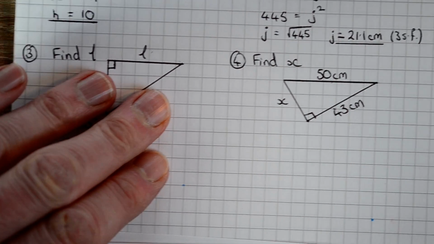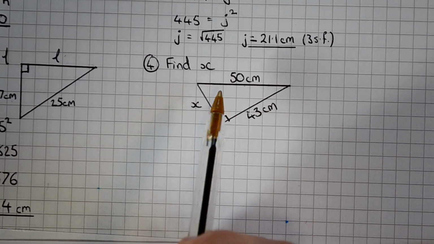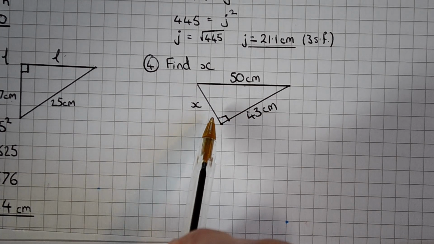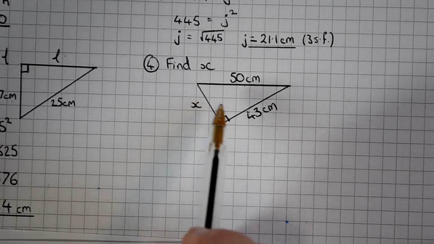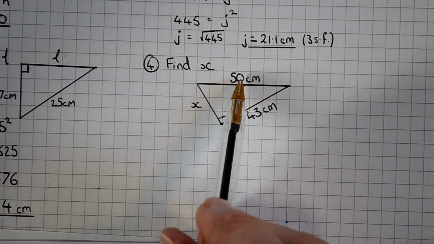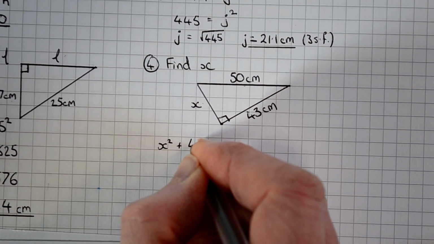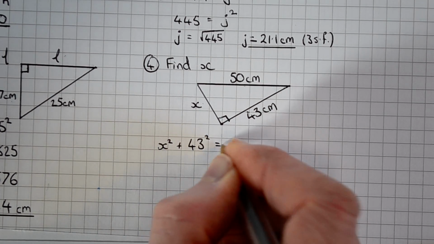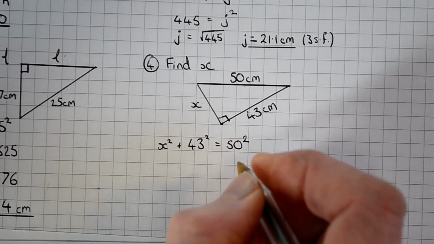Let's do one more. Question 4. And again, we know the hypotenuse and we're asked to find the length of one leg. So we know the sum of the squares on the two legs equals the square on the hypotenuse. So can work these out.